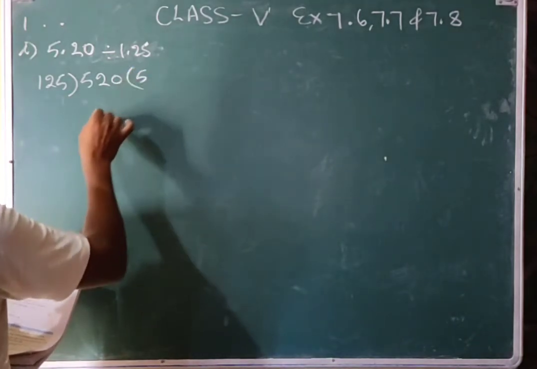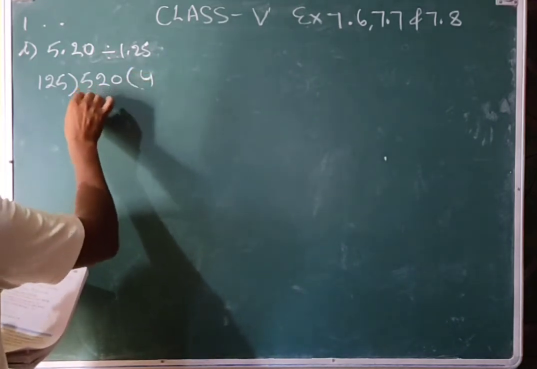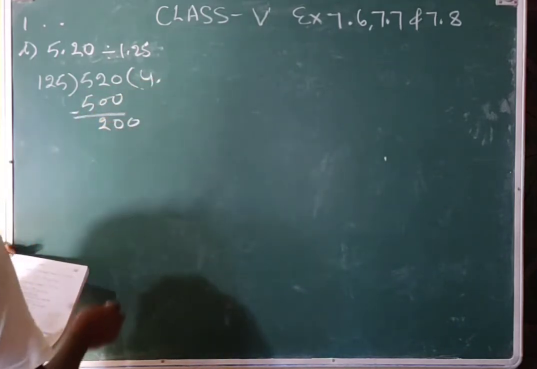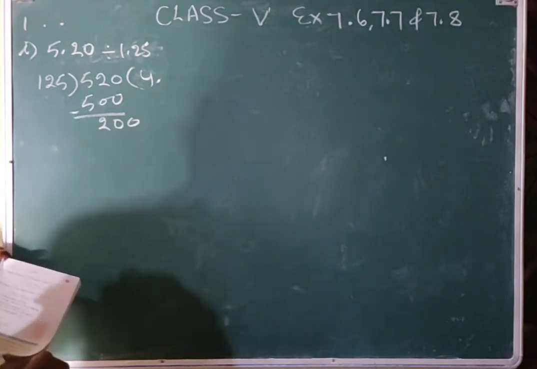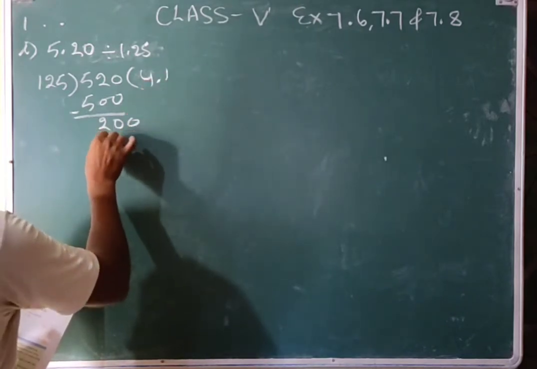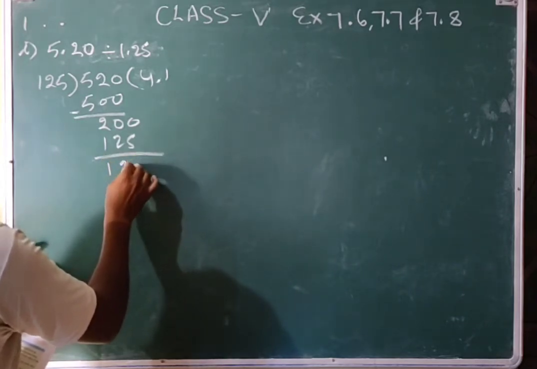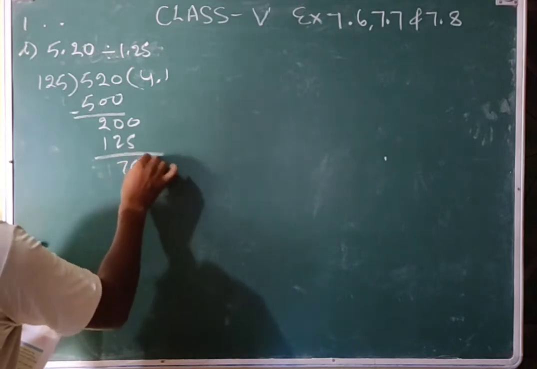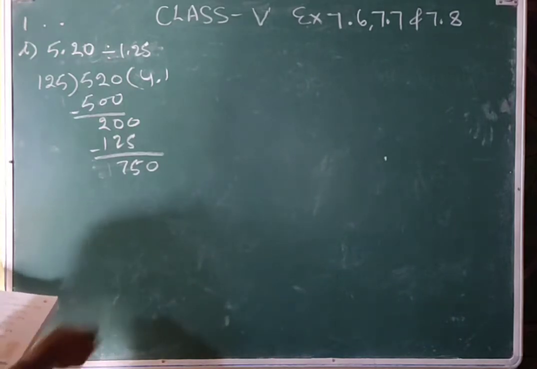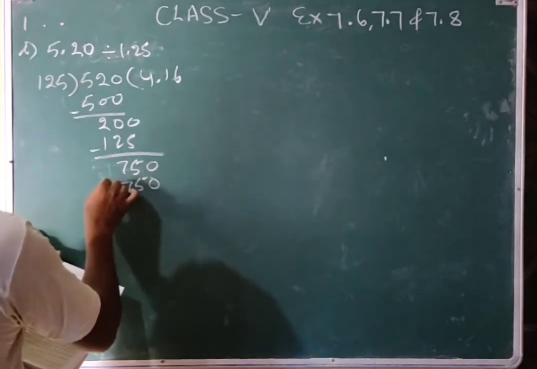125 5 ja, 4 ja, that will become 4 ja 500, and then left is 2. That means we will put the 0 here by decimal. So 1 ja 125, and then 125, no 75 is left, then 0, and then how many times? 6 times. 6 times will go, that will be 750.